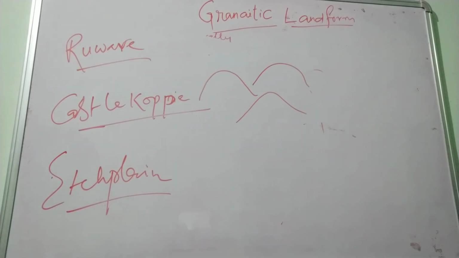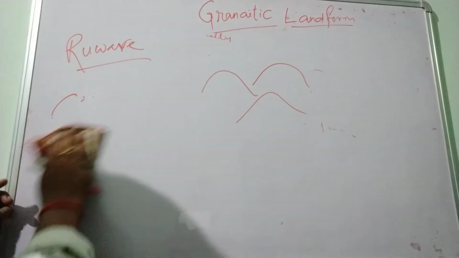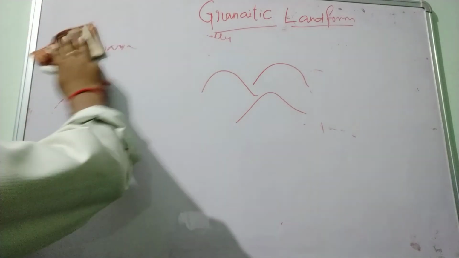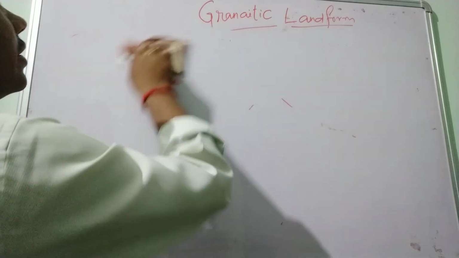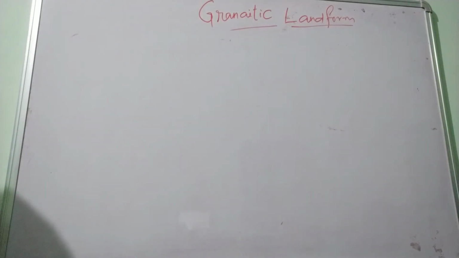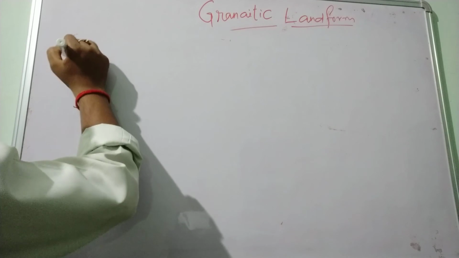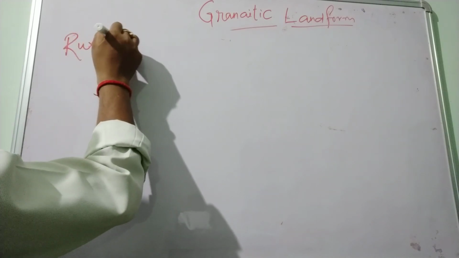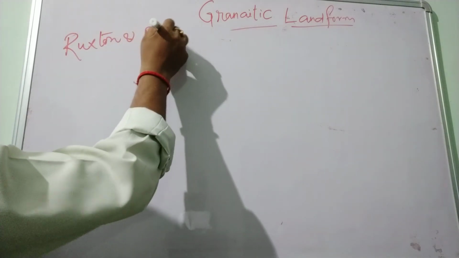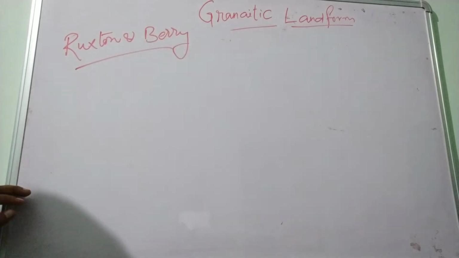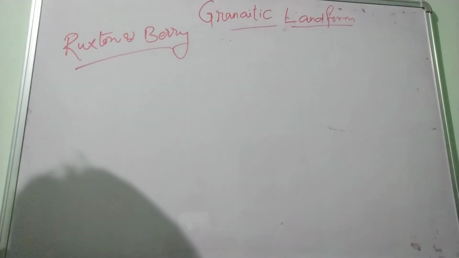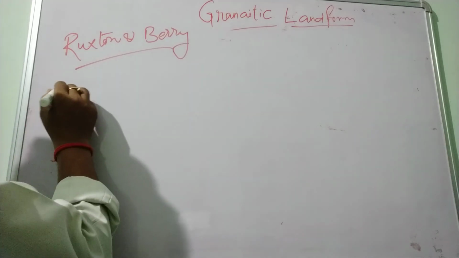There is one important model developed by Ruxton and Berry related to granite. The model explains deep weathering in jointed granite, which suggests that gradual decomposition of the granite from the surface downwards will produce four identifiable zones. Which are the four? Zone 1.